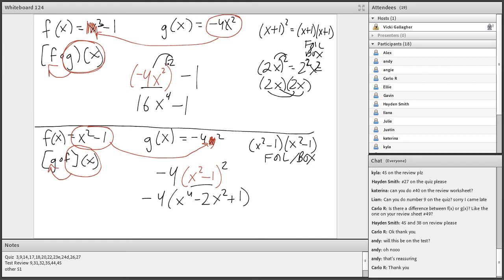And then you're going to distribute the negative 4. You always want to do your distributing last, after you've done the foiling or boxing. And then this would be the final answer for that second part of number 40, whatever number we're on. What are we on? 45? 45.